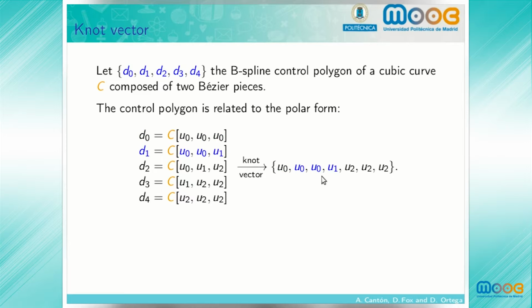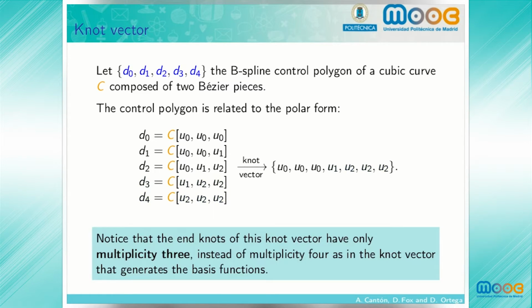For D1, we remove one of the U0s and add U1 at the end. So now that adds a new entry in the knot vector. And we keep going in this way. For D2, we add U2. For D3, we add another U2. And finally, for D4, another U2. Notice that the end knots of this knot vector have only multiplicity 3 instead of multiplicity 4 as in the knot vector that generates the basis functions.